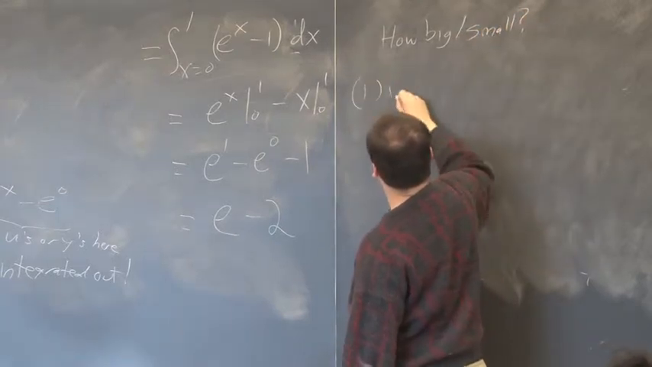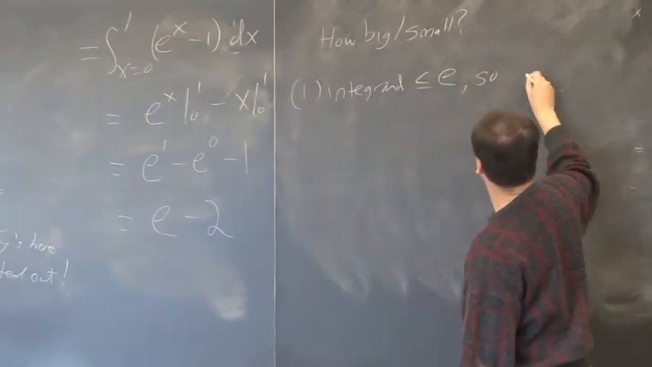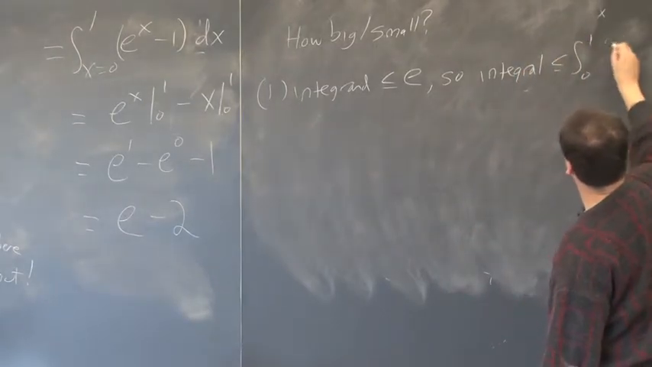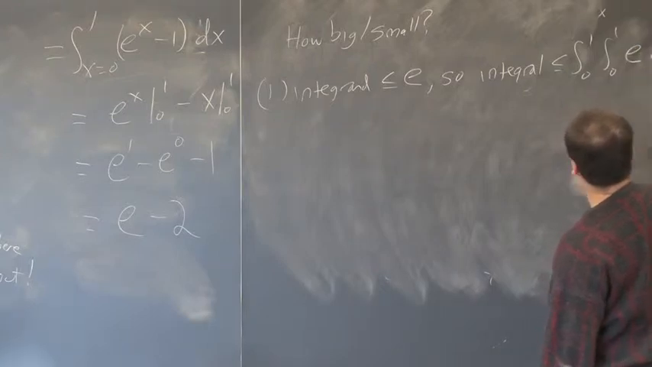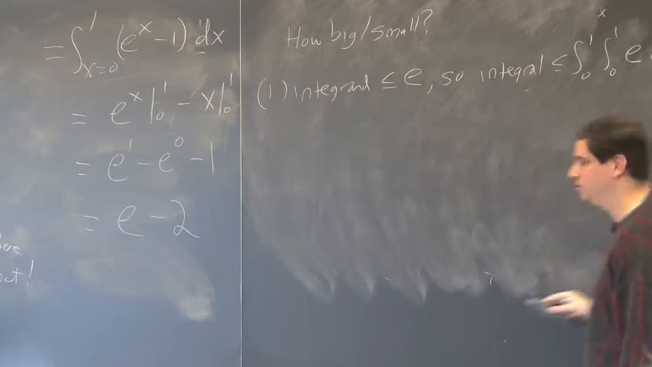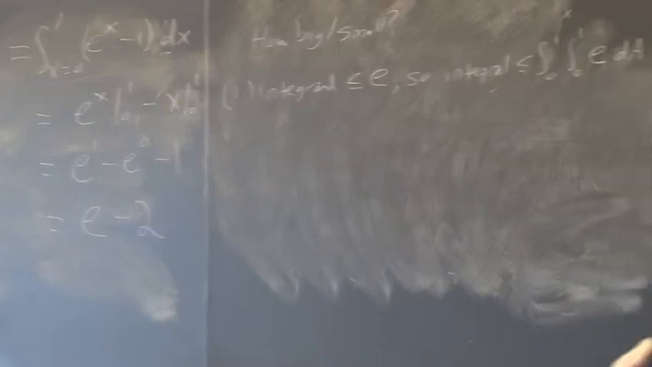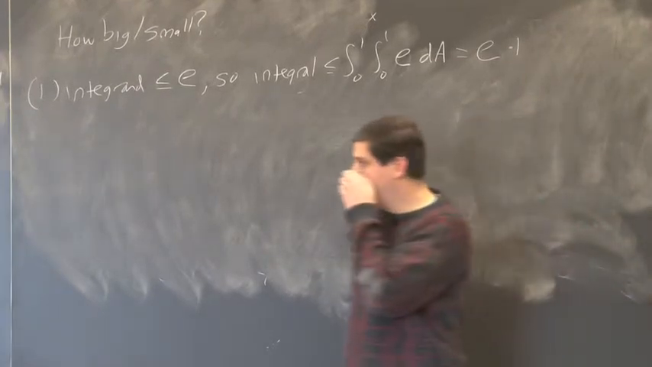So the integrand is less than or equal to E, so the integral is less than or equal to the integral from 0 to 1, integral from 0 to 1 of E dA. And what's the area of the rectangle? So I have the unit square, so the area of the unit square is 1. So this is at most E, or if you want, E times 1. So we know the answer can't be more than E. Right? What about a lower bound?